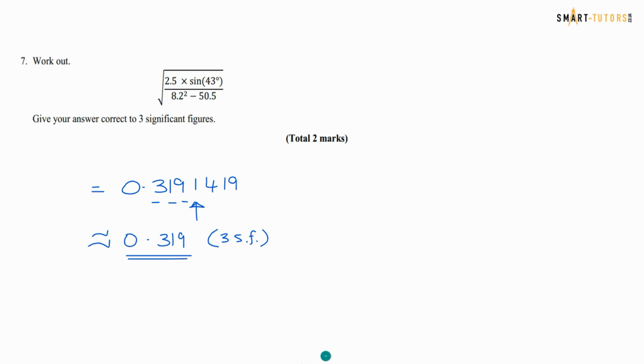Question number 7. Give your answer correct to 3 significant figures. Square root of 2.5 times sine 43 over 8.2 squared minus 50.5. It's a 2-mark question. Straight away sub into the calculator, press the answer, 3 significant figures, round. So the third one means the fourth one is less than 5, so round down, so 0.319. That's the answer for question number 7.